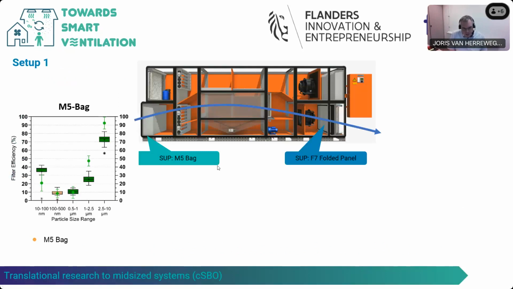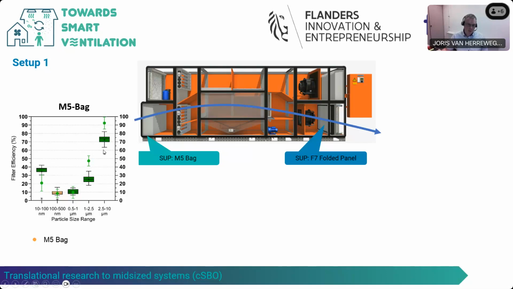So in the first setup, we equipped the system with an M5 coarse filter before the heat exchanger, and we placed an F7 folded panel filter after the heat exchanger. On the graph, you see in box plot format the results of an M5 filter as coming from our follow-up measurements in the in-laboratory experiments. The green marker gives the efficiency of the filter as measured in this system. So what we see, we have the same efficiency profile, although the efficiency is a little bit higher.